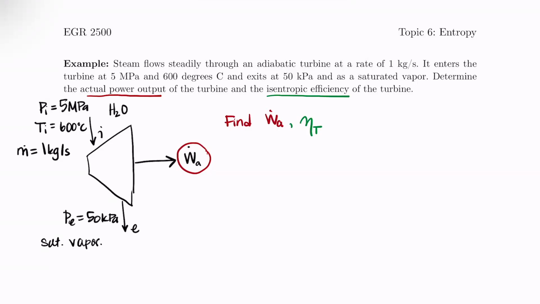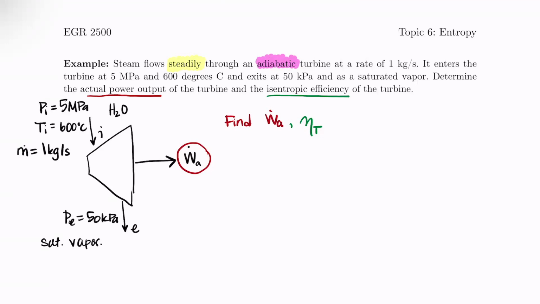All right. The problem also tells us some useful things for solving it. So the first one is that we have steadily flowing steam. We're also told that it's adiabatic. Okay, and I think we've written down everything else here.